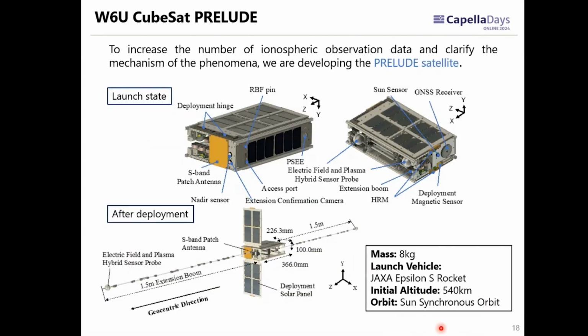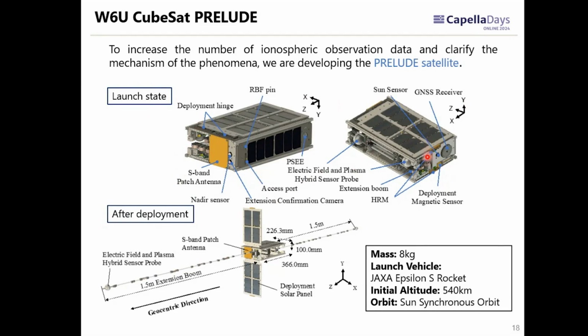So to increase the number of ionospheric observation data and clarify the mechanism of the phenomena, we are developing the PRELUDE satellite. As I talked about in the last slide, PRELUDE is quite small and the development cost is not large, so we can develop many satellites, which means constellations.